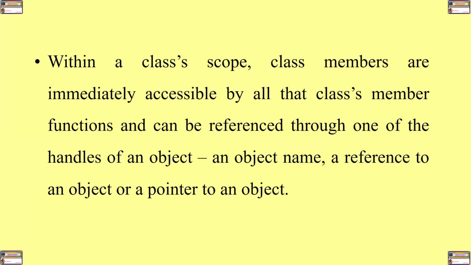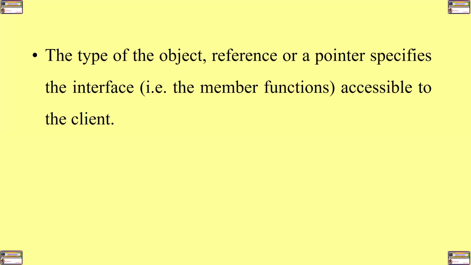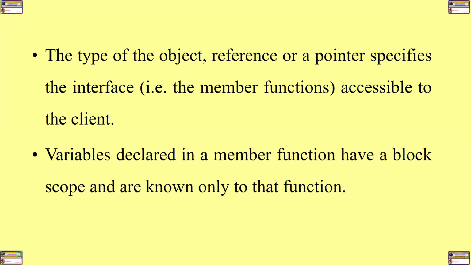Within a class's scope, class members are immediately accessible by all that class's member functions or methods and can be referenced through one of the handles of an object. That is an object name, a reference to an object, or a pointer to an object. The type of the object, reference, or pointer specifies the interface, that is the member functions accessible to the client. Variables declared in a member function have block scope and are known only to that function.